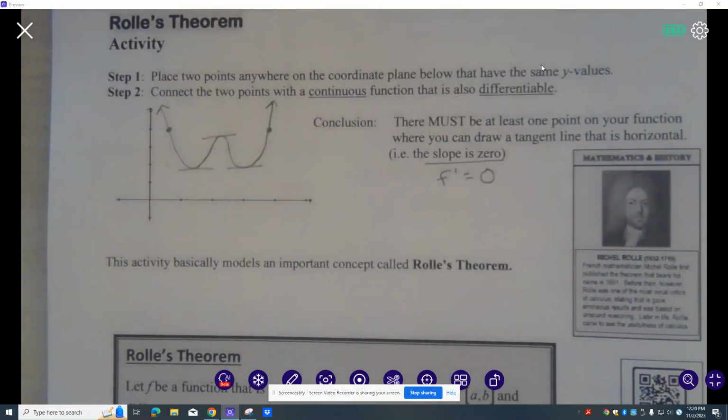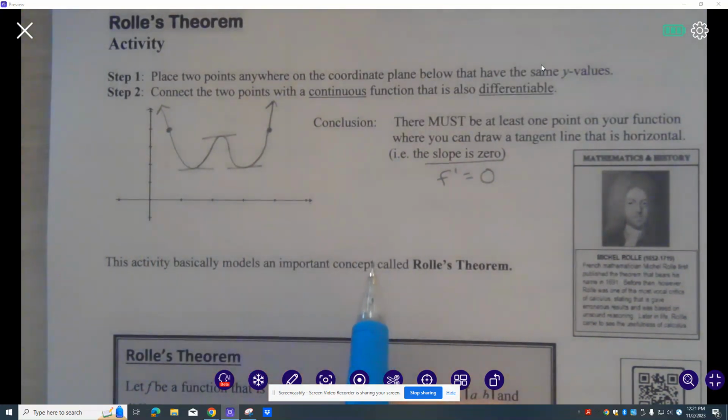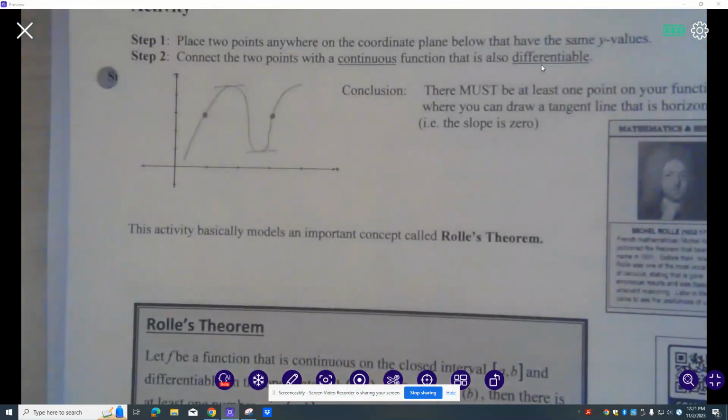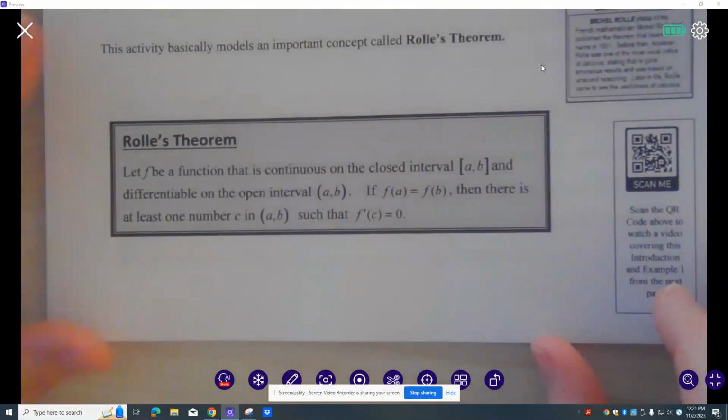So it says if the function is continuous and you have 2 of the same y values, then you must somewhere have a spot where you can draw a horizontal tangent. This is another one that I drew earlier, and it had 2. And then this summarizes Rolle's theorem right here.